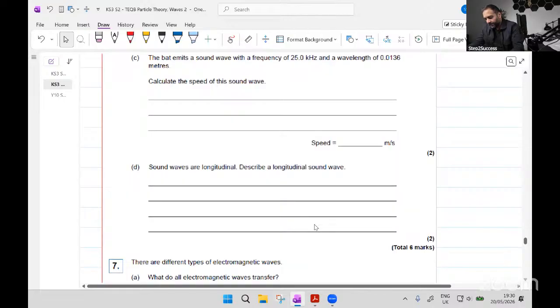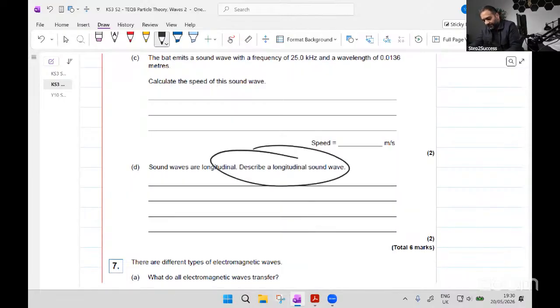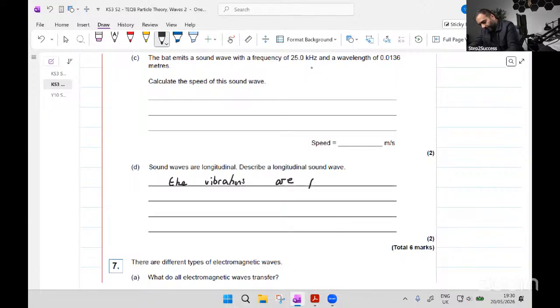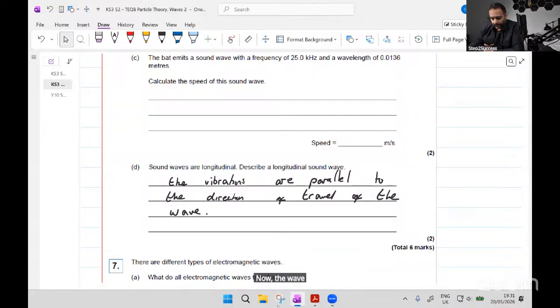D. Describe a longitudinal wave. That is a definition for a longitudinal wave, which you really should have in some previous notes. In a longitudinal wave, the vibrations are parallel to the direction of travel of the wave. That's 6D, and then you also asked for 7D.